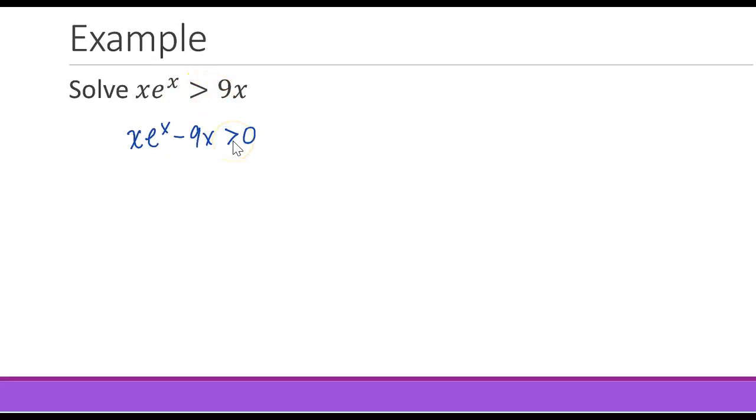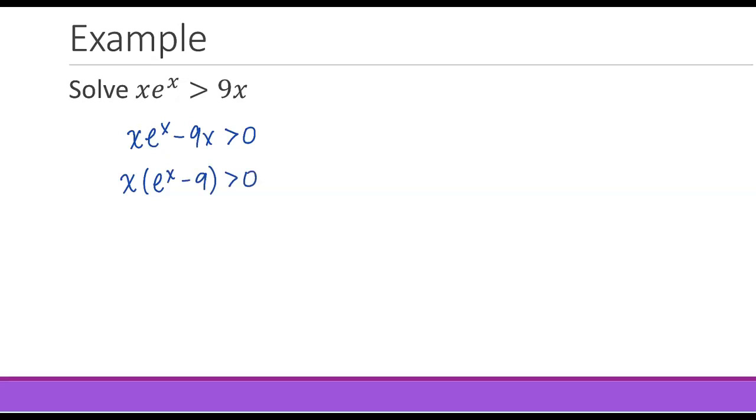And similar to when I have a quadratic inequality or a higher degree polynomial inequality, I want to find the zeros first and then create a sign chart to do a sign analysis, especially because I can't graph this. I don't know what the graph of this function looks like. So let's go ahead and factor. So I'll take out an x. I have e to the x minus 9 is greater than 0.